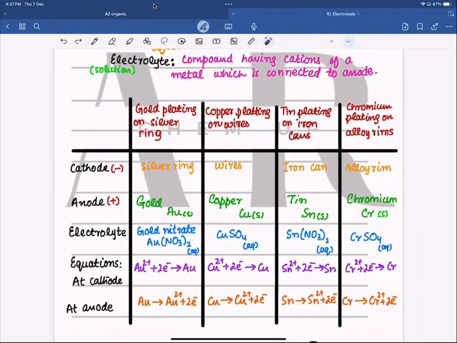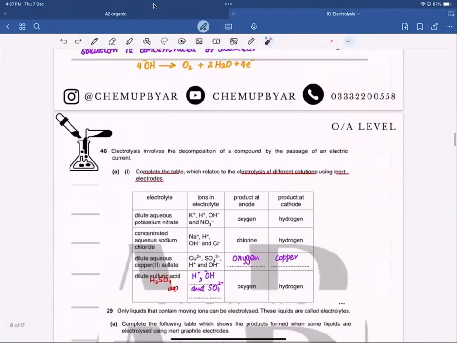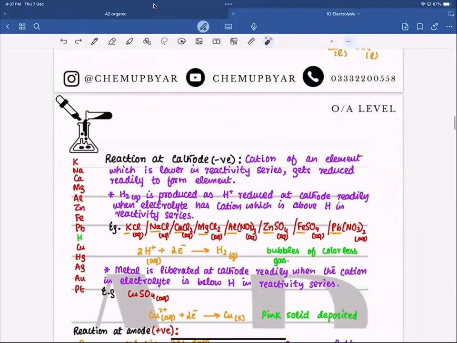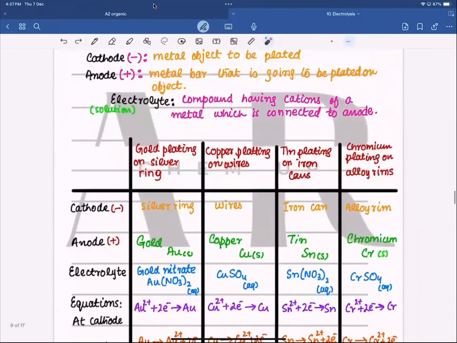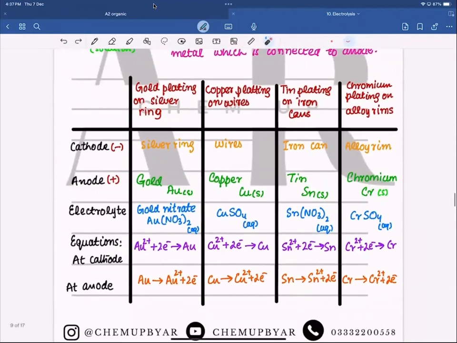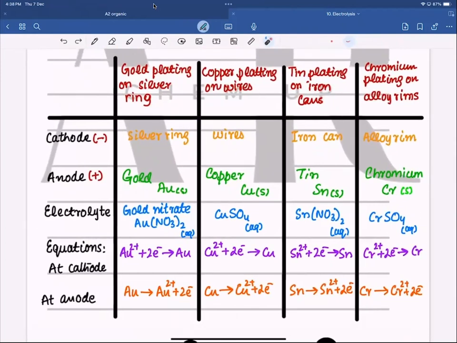Sir, write the reactivity series. Gold is a good conductor of electricity. Yes. I think we have written the reactivity series over here when we discussed the reaction at the cathode. You were absent, I suppose, on that day. Aisha and Khatija, if you have any question, you can ask, please.